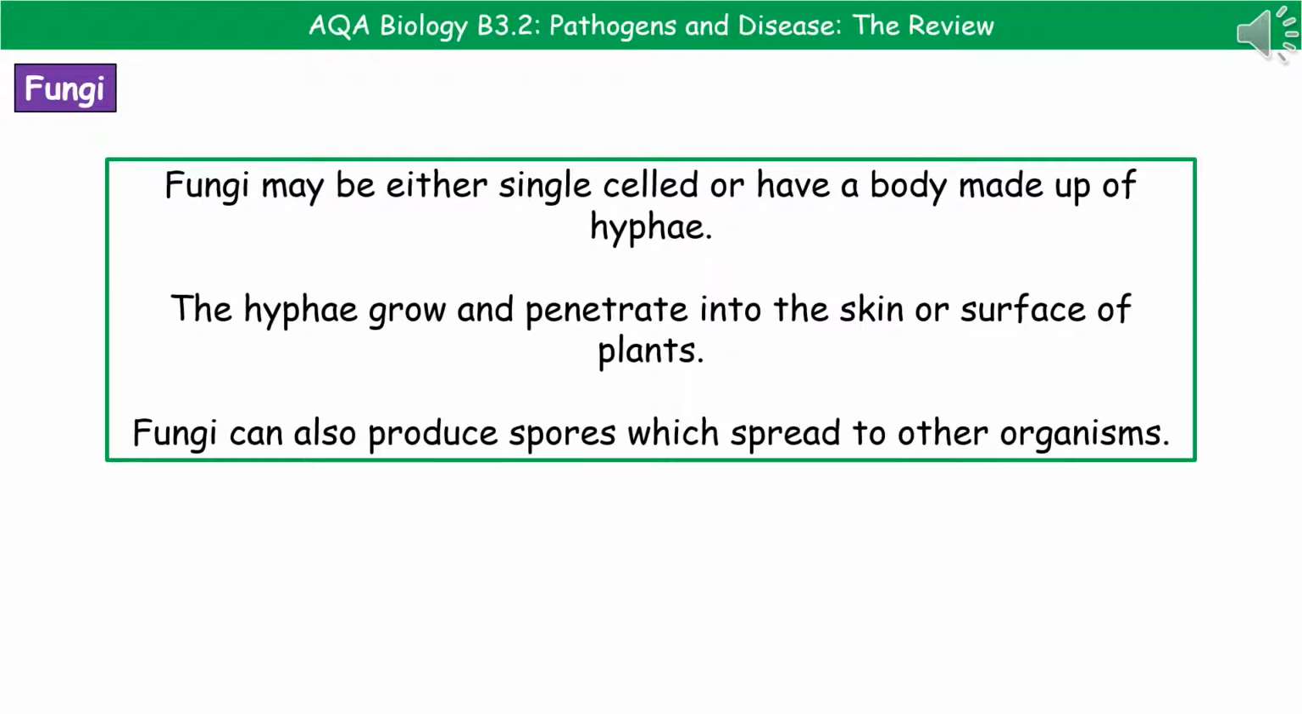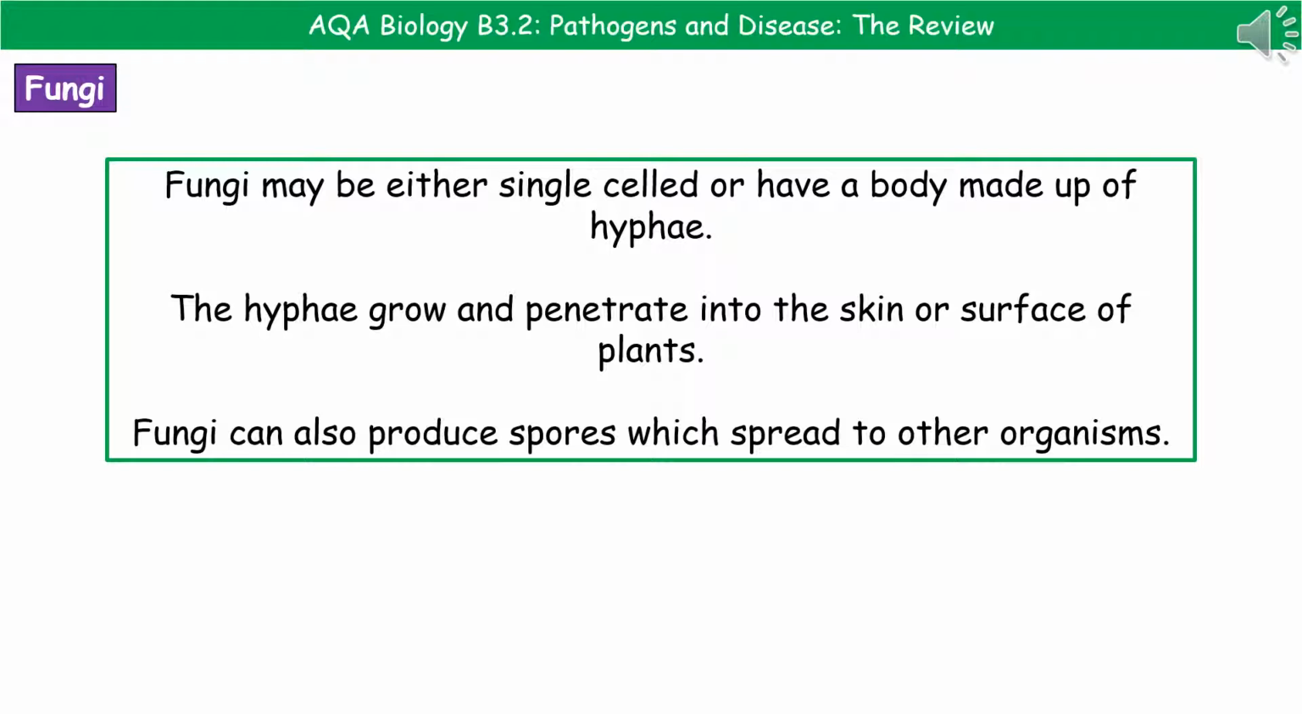The final type, the fungi, can either be single-celled or they can have a body made up of these thread-like filaments called hyphae. Now, as those hyphae grow, they can actually penetrate into the skin or into the surface of the plant. And when that happens, obviously they've got inside, they've got through that barrier, and they can cause disease.